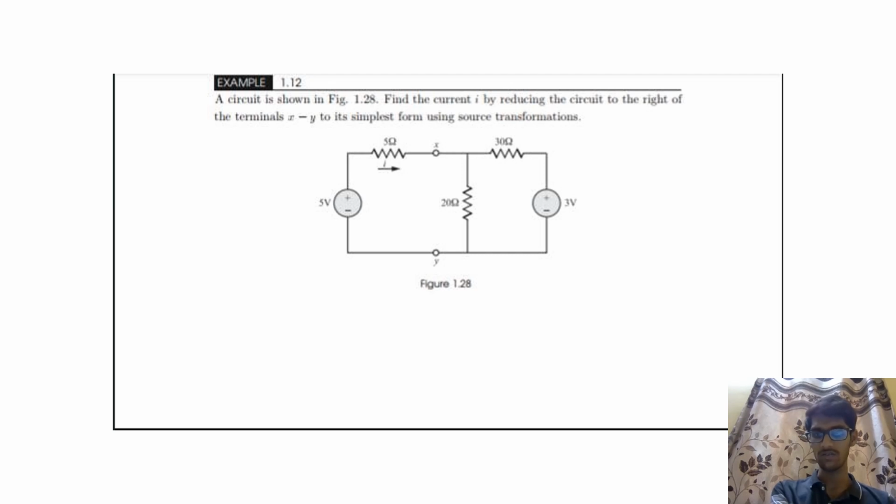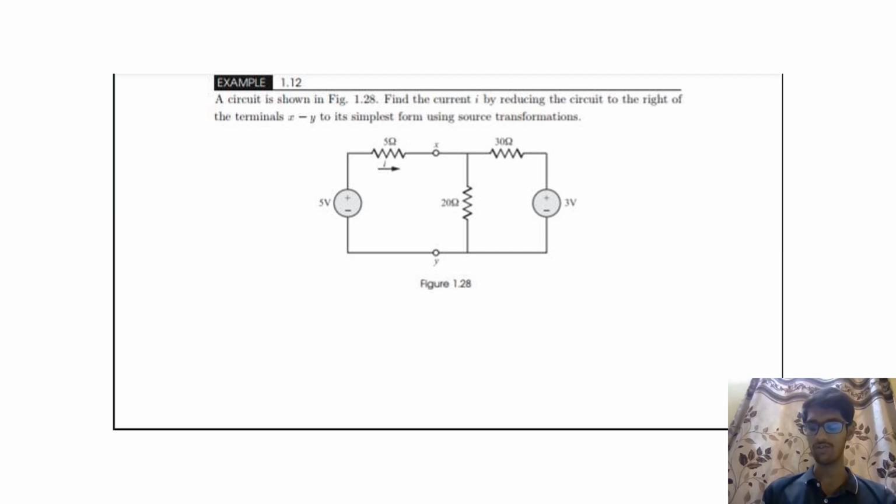In the given circuit, we have two terminals X and Y. Between these two terminals, the components are a voltage source of 5 volts with a series resistance of 5 ohms, and a voltage source of 3 volts with a series resistance of 30 ohms, and we also have an individual resistance of 20 ohms. Let's go to the solution part.